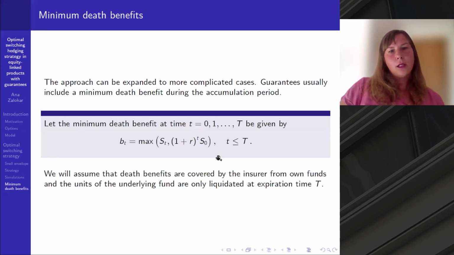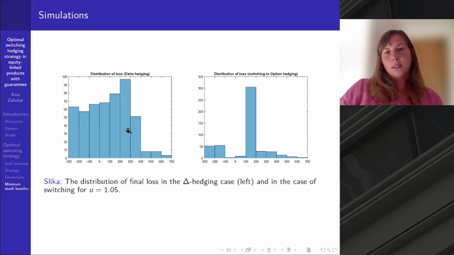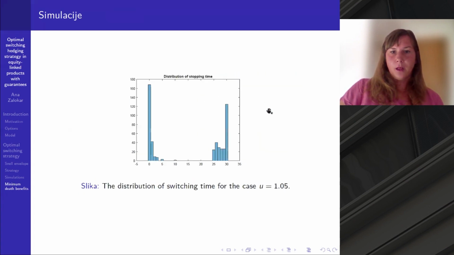The last case for which I would like to present results is the minimum death benefits. So we also considered the case where the policyholders who die during the process get some minimum death benefit. Also in this case, it can be seen that there are significantly different results for the distribution of final loss. The left one is delta hedging and the right one is switching to option hedging. The distribution of the stopping time is seen here.